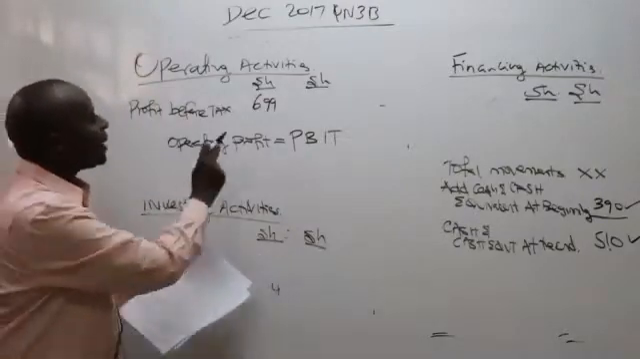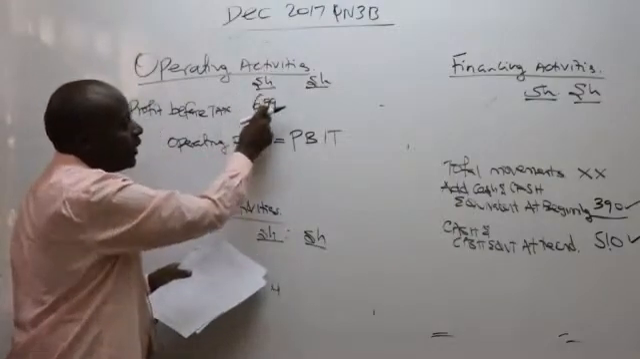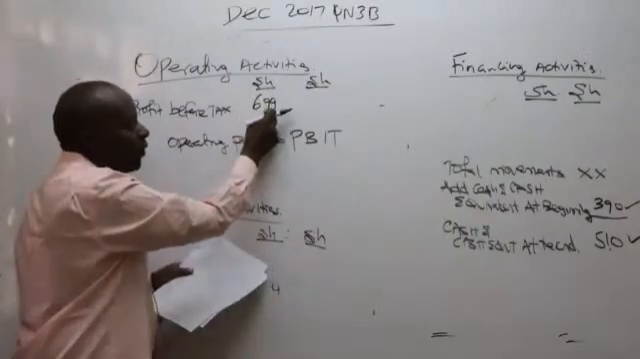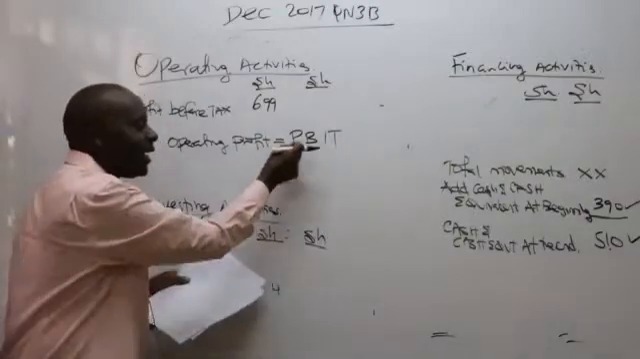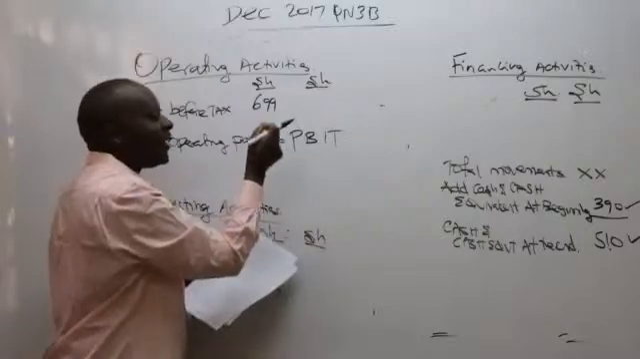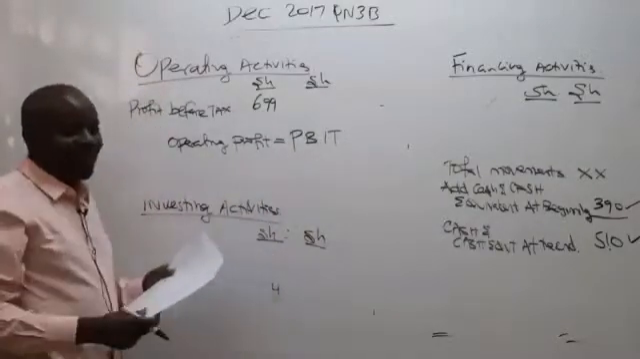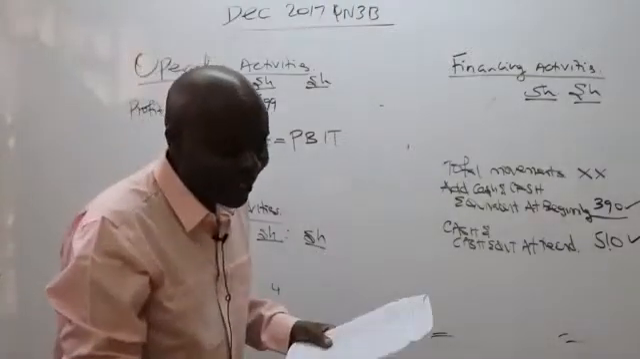So meaning that to get this figure, these guys must have subtracted the interest. So what we need to do very fast is to add back the interest. We must always begin from the profit before interest and tax. Are you able to see the interest charge for the year?